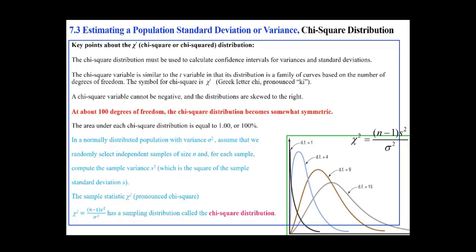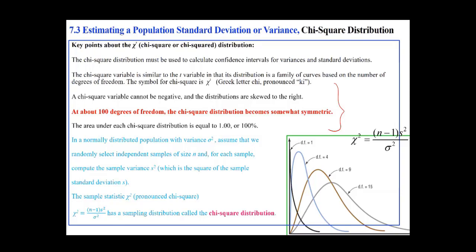A chi-square variable cannot be negative, and the distributions are skewed to the right. At about 100 degrees of freedom, the chi-square distribution becomes somewhat symmetric. The area under each chi-square distribution is equal to 1 or 100%. When we look at the chi-square distribution, it is not symmetric. The total area under the curve equals 1. As the degrees of freedom get larger and larger, it becomes more symmetric.